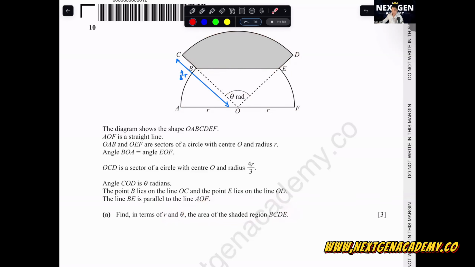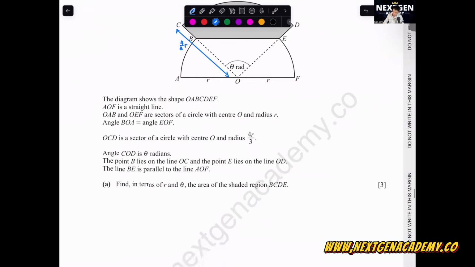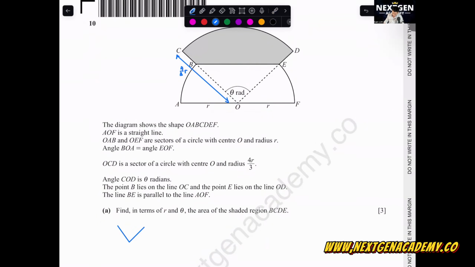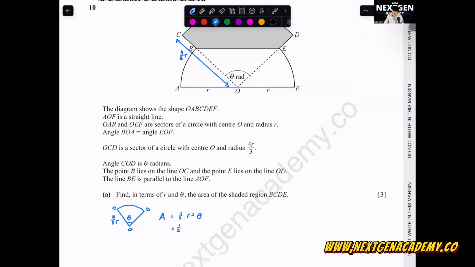Okay, how can we find the area of the shaded region? It's just a 3-mark question. You can take the area of the sector minus the area of this triangle. What is the sector? This sector OCD, with radius 4 over 3 R and angle theta. So can I say half r squared theta? 1 over 2, 4 over 3 R, squared, theta. Do they need us to simplify it? Did they say anything? Okay, we don't need to simplify, so we just leave it like this.